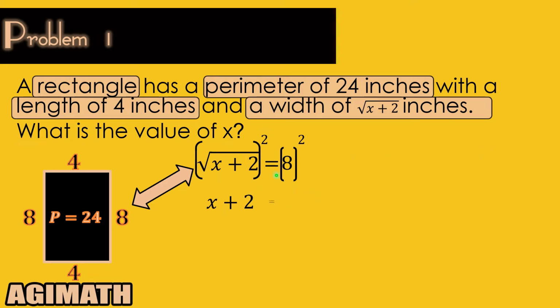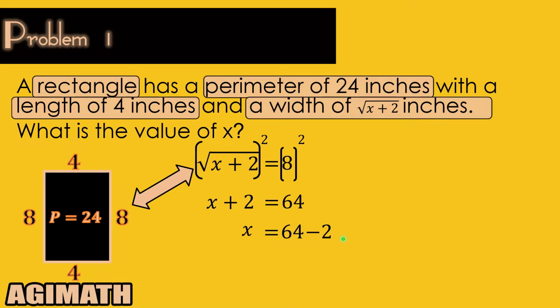And then 8 squared is equal to 64. Again, what we are computing is the value of x. So meaning, we need to get rid of 2 on this side and transpose it to the other side by applying the addition property of equality or subtraction property of equality. So we can have 64 minus 2.